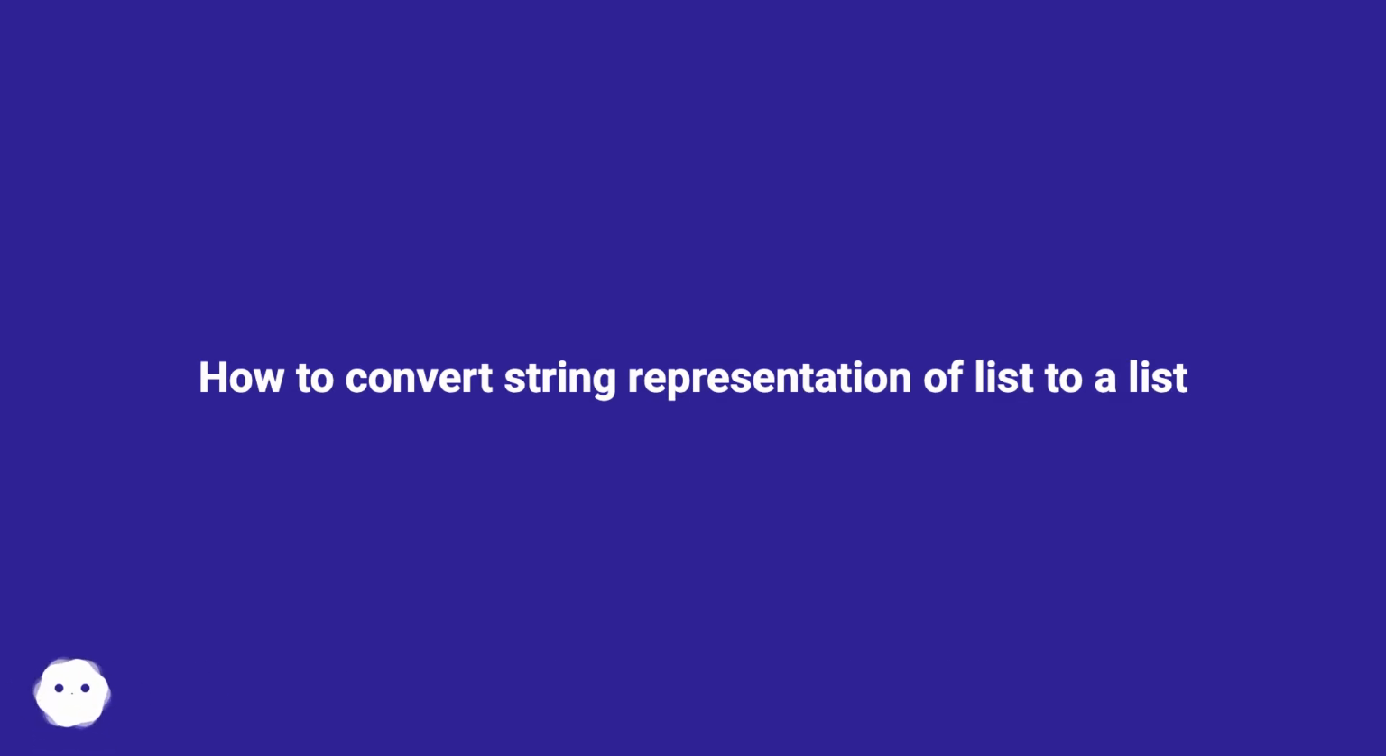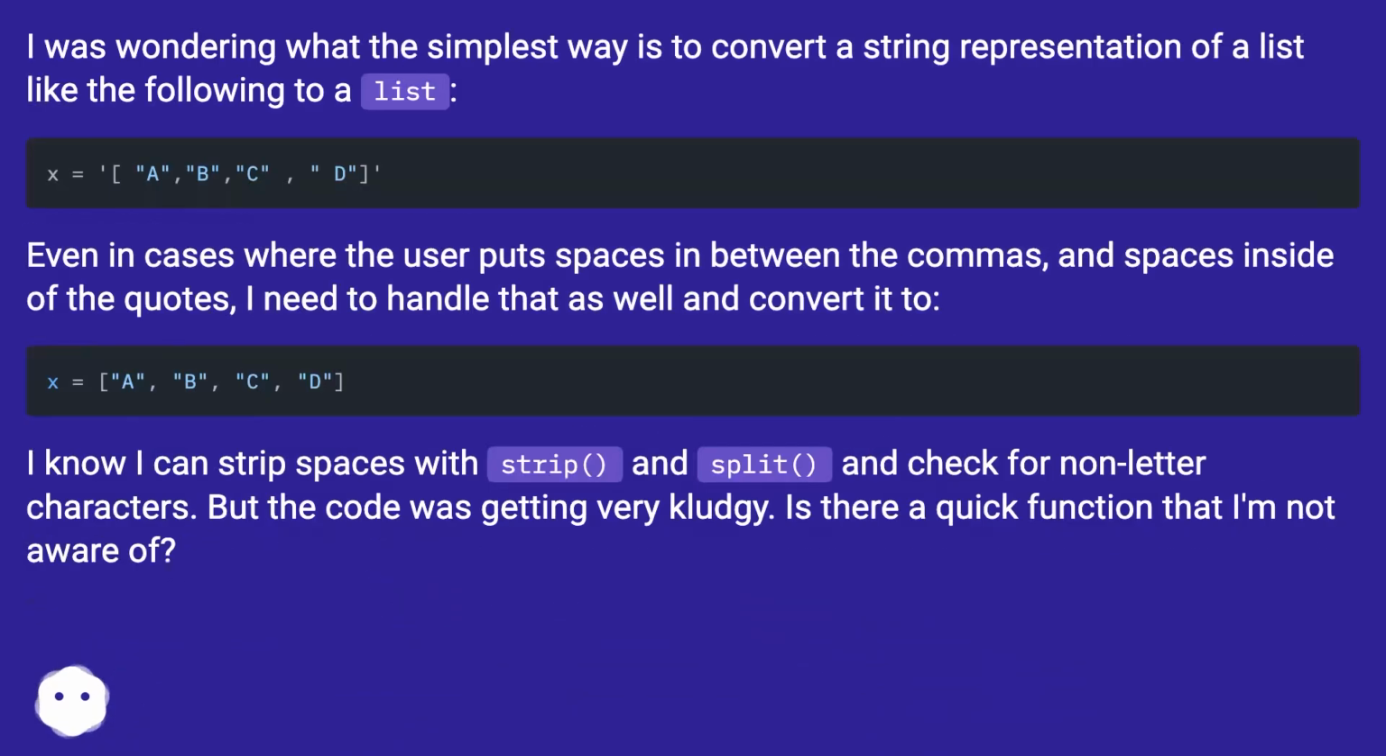How to convert a string representation of a list to a list. I was wondering what the simplest way is to convert a string representation of a list like the following to a list, even in cases where the user puts spaces in between the commas and spaces inside of the quotes. I need to handle that as well and convert it.